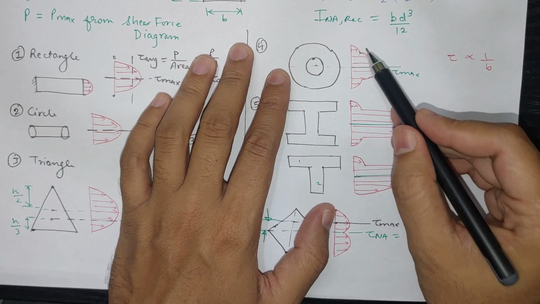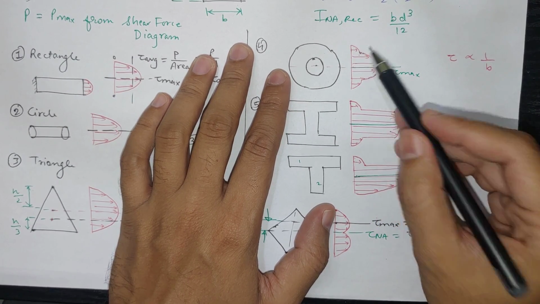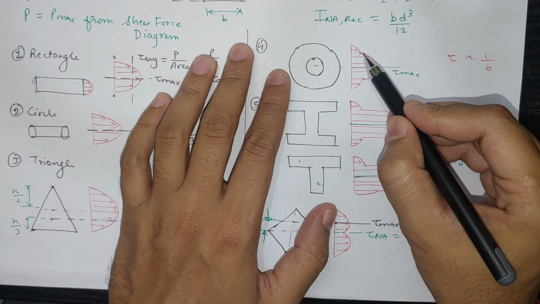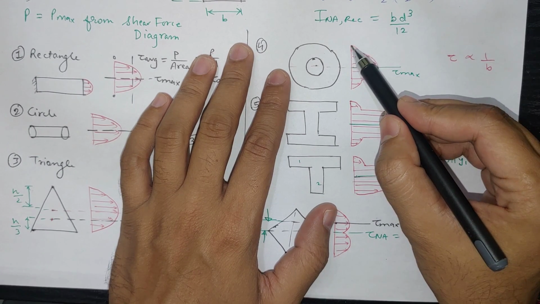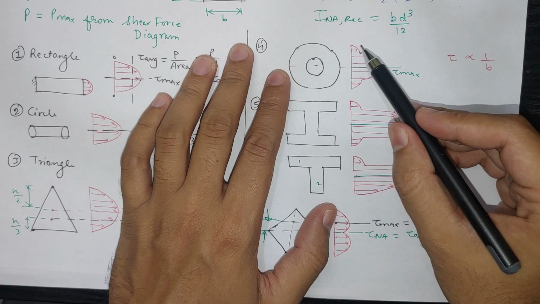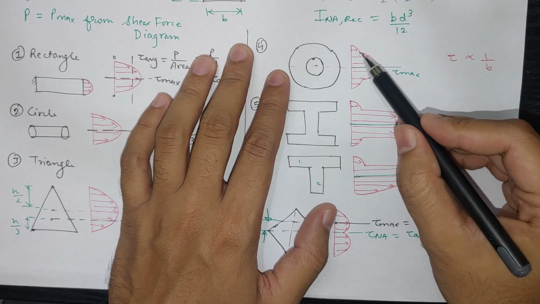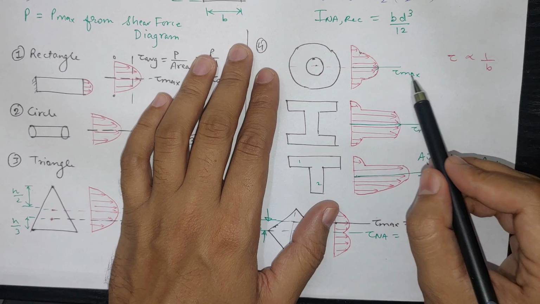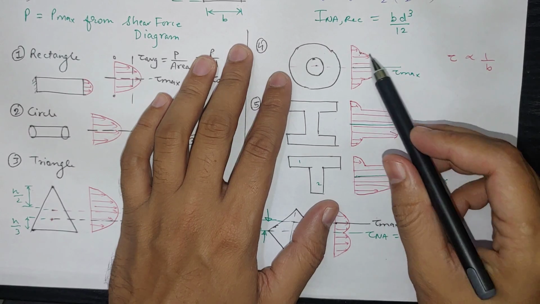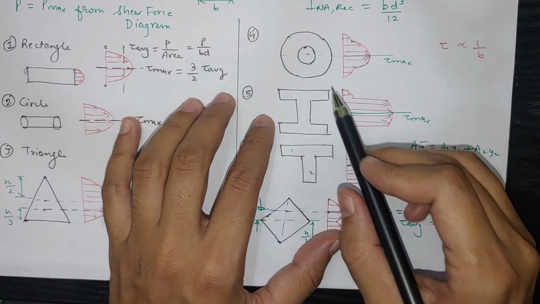So here there will be some edge formation, meaning there is a point. Until that point there will be a continuous smooth slope. After that there will be a break. So tau maximum will be at the center point only. So this is the shape we have to remember, no need to remember the formula for this.